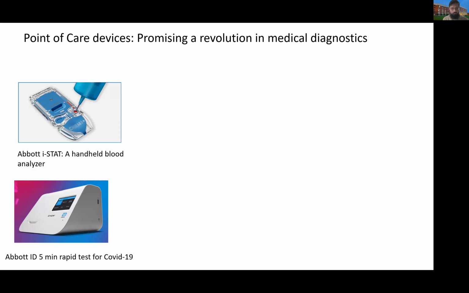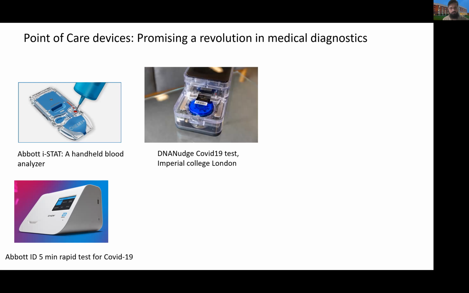For COVID-19, many companies have launched these point of care devices, and Abbott has one of them, Abbott ID. It's a 5-minute rapid test for COVID-19. Initially, it was considered to be a big success, but later on it had some issues with the accuracy. But nevertheless, people are working on these things, and they are rapidly improving in accuracy also.